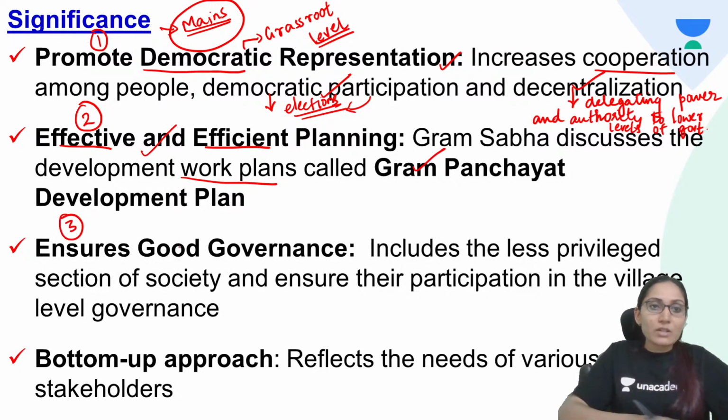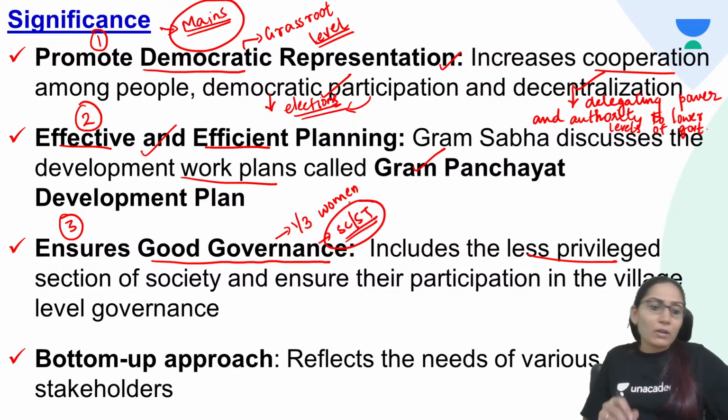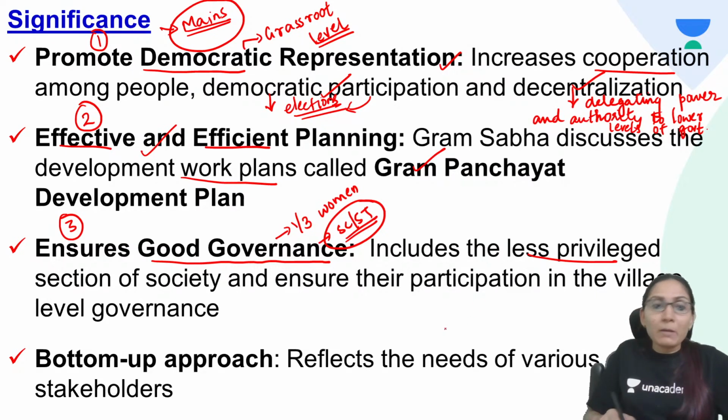Third, it ensures good governance. Good governance includes the less privileged sections of society because one-third reservation is given for women. According to the proportion of their population, SC and ST reservations are given. And the vulnerable or less privileged people become a part of village level governance, or grassroots level administration.